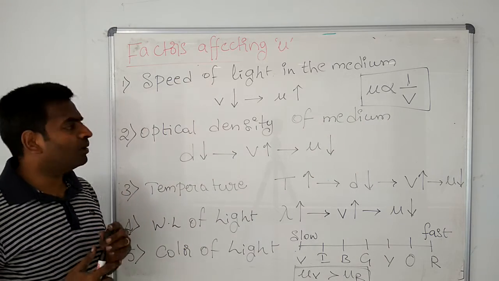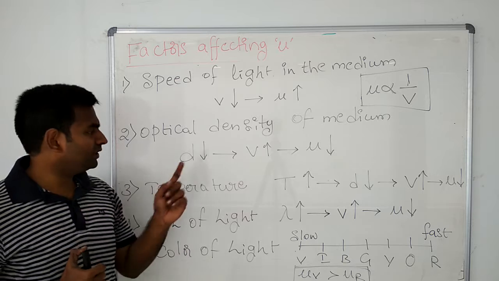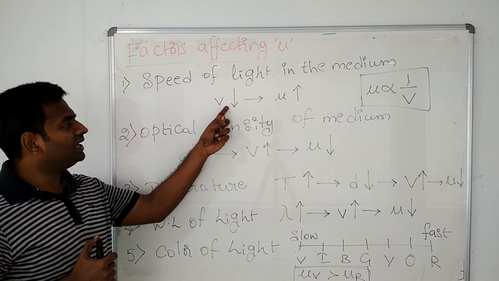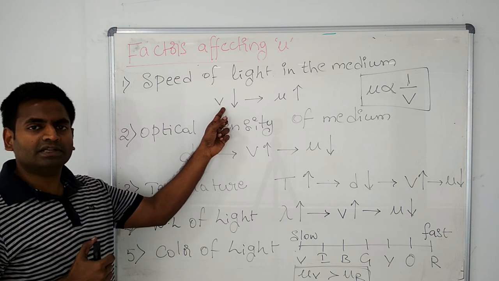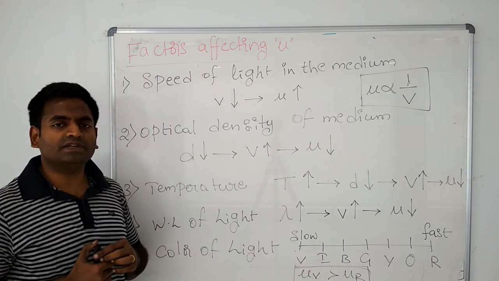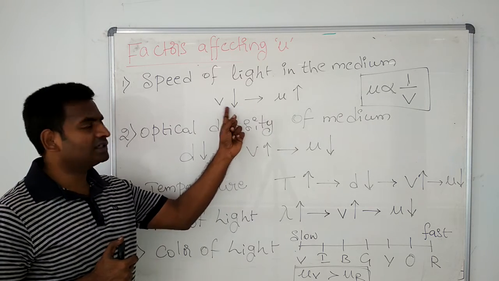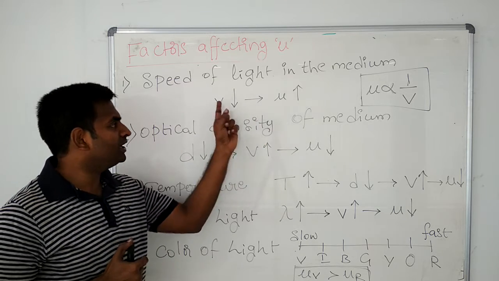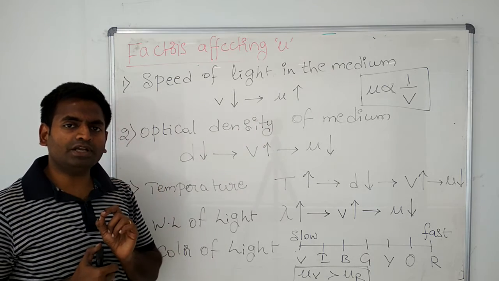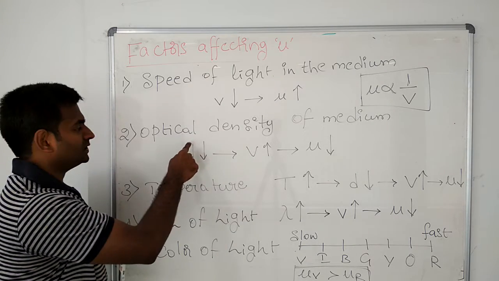So always boil down the information to the speed of light. Whatever the factor that is given, finally come to the speed of light, and then immediately you will get the refractive index of that medium. Because refractive index is nothing but the difference in speeds. So speed is the immediately related quantity. So come down to the speed. Let's look at what that means.